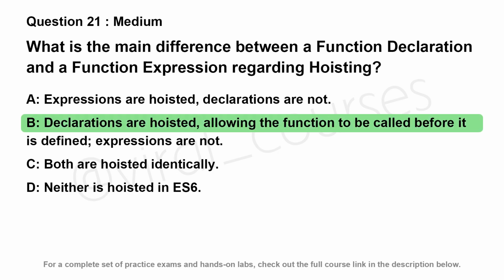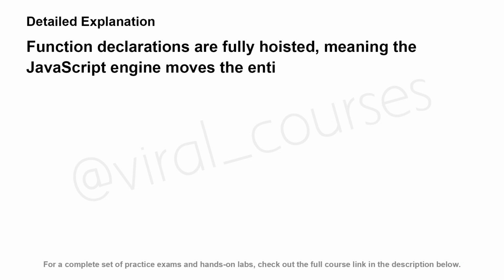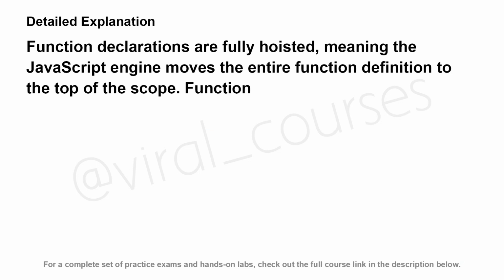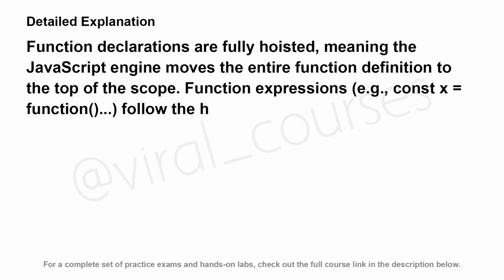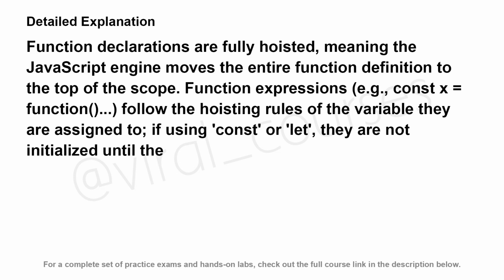The correct answer is B. Function declarations are fully hoisted, meaning the JavaScript engine moves the entire function definition to the top of the scope. Function expressions, e.g., const x = function, follow the hoisting rules of the variable they are assigned to. If using const or let, they are not initialized until the line of code is reached.